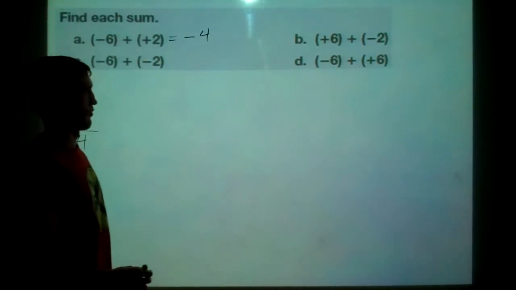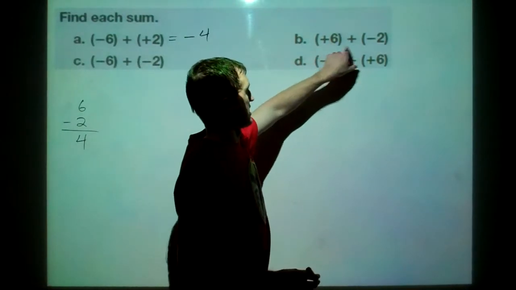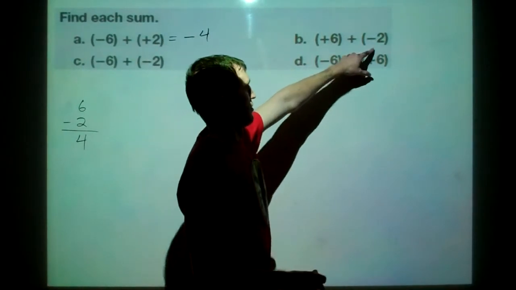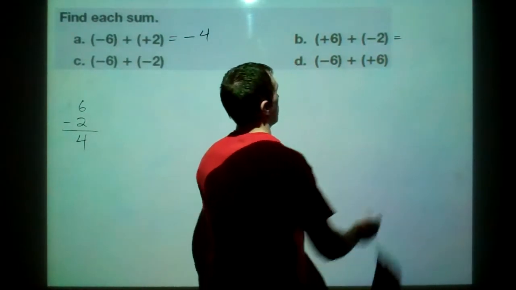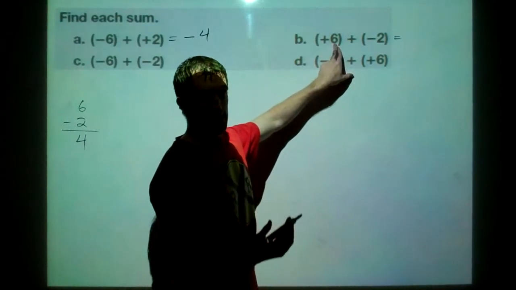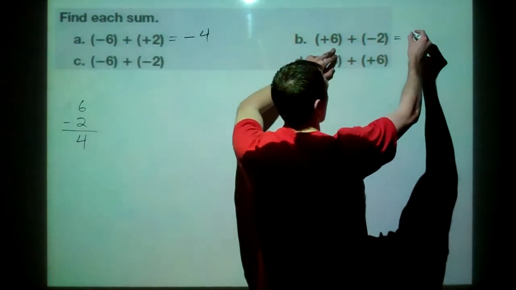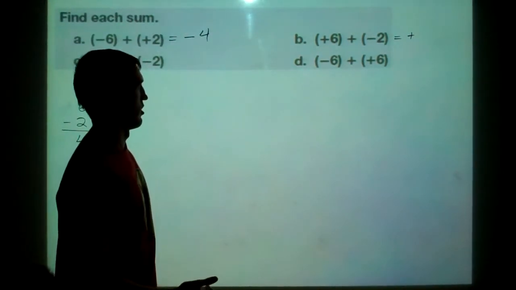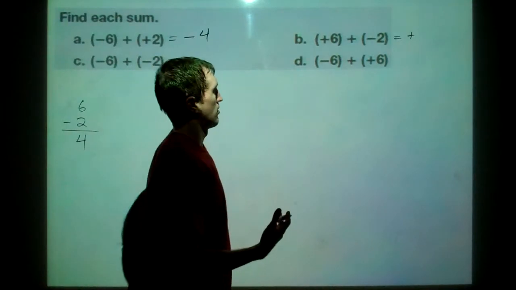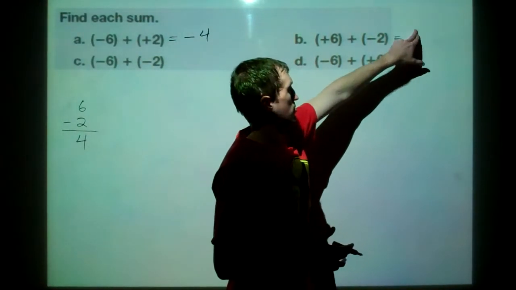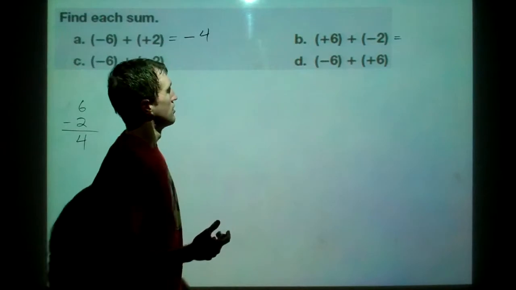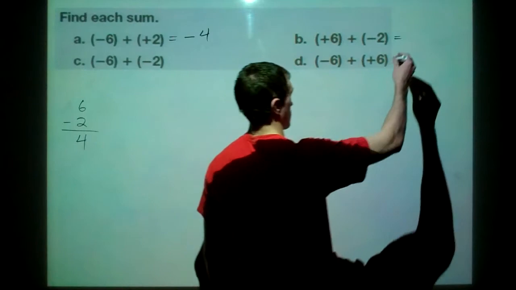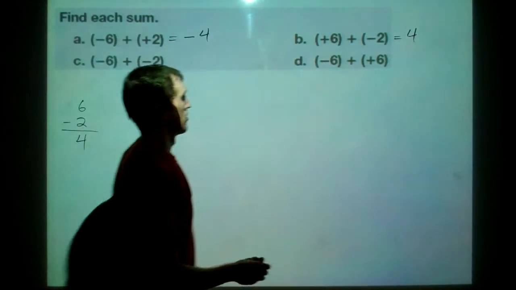We can do the same thing for B. We have a positive and a negative, but the bigger number is positive, okay? So the bigger number is positive, we're going to get a positive answer. You don't need to write the plus sign. A positive answer just comes out. You could just leave it as just a regular number, but we will get a positive answer here. So this one says 6 minus 2, but we know we're getting a positive, so this one's just 4. Okay?